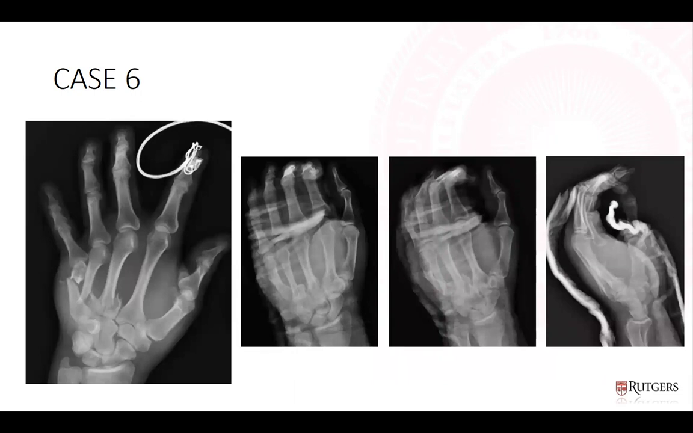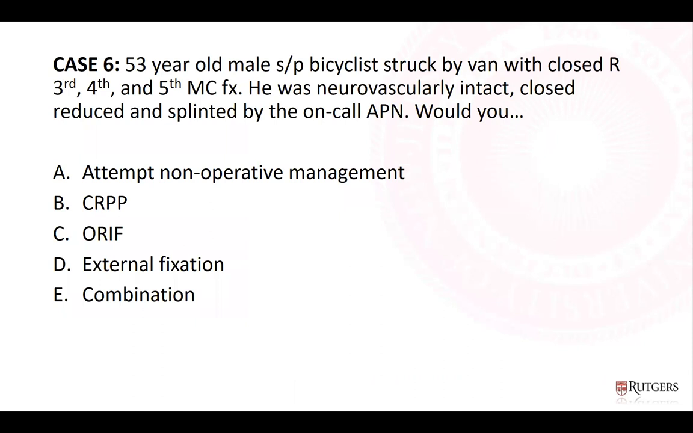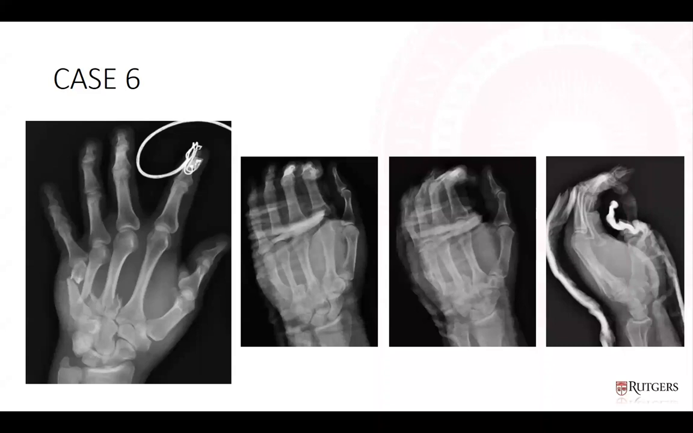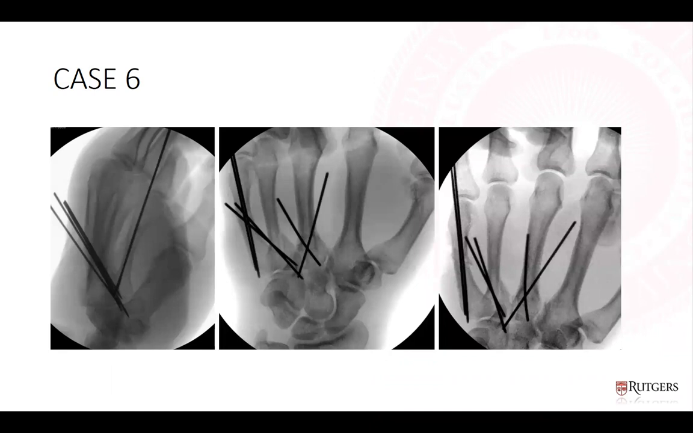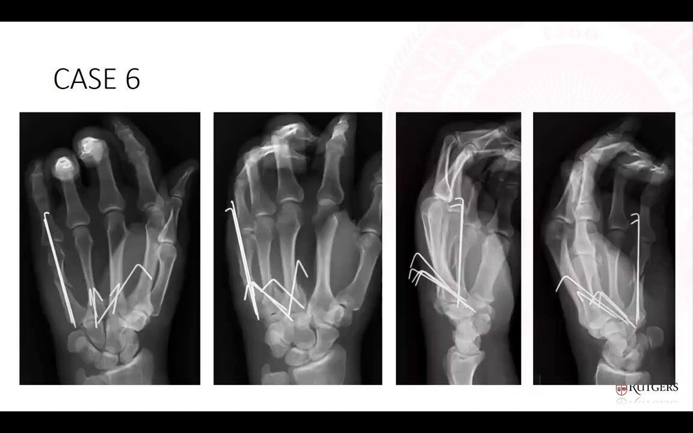This was the last case. A 53-year-old bicyclist struck by a van with closed 3rd, 4th, and 5th metacarpal fractures. He was provisionally splinted by the APN and then taken later that day for CRPP. This was a relatively recent case. He was 3 weeks out, still had some swelling and stiffness, and the plan was to remove the pins at about 4 to 6 weeks.